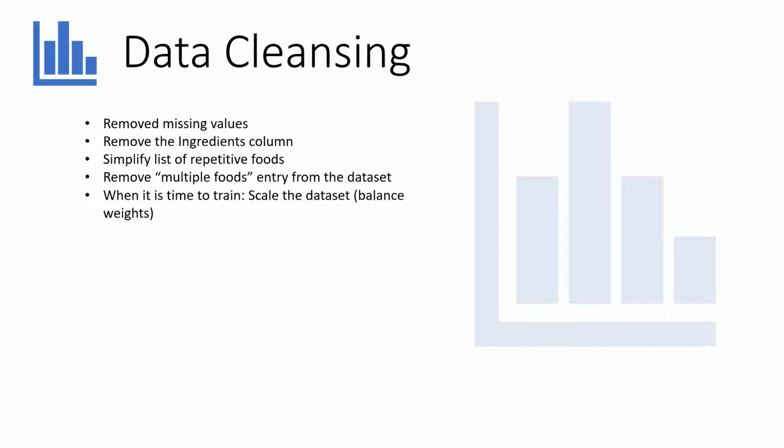For data cleansing, what I went ahead and did was remove missing values and remove the ingredients column, which was really repetitive to the food column. It had basically the same information. I simplified the list of repetitive foods, like chicken sandwich and chicken wraps, and removed the multiple foods entry from the data set. When it's time to train, I like to scale the data to balance the weights, because a lot of the number of occurrences are probably high because of the large population of each state.